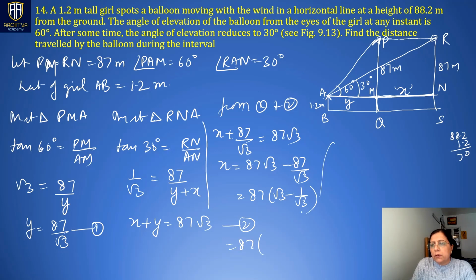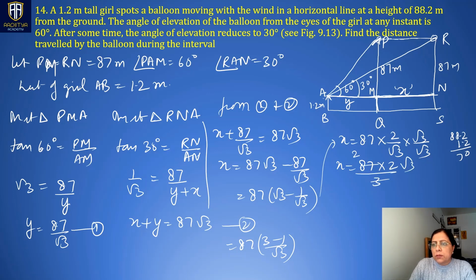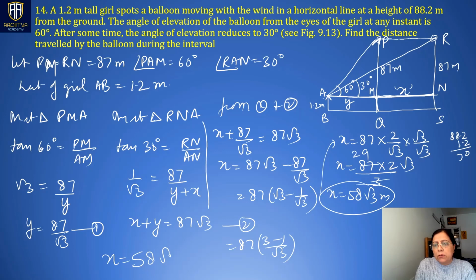This is 87 times, root 3 into root 3 is 3, minus 1, upon root 3, which is 87 multiplied by 2 over root 3. So I am rationalizing this here, which is x equal to 87 into 2 root 3 by 3. 3 twos are 6, 29 twos are 58. Root 3 meters is the horizontal distance. x is 58 root 3 meters, right?